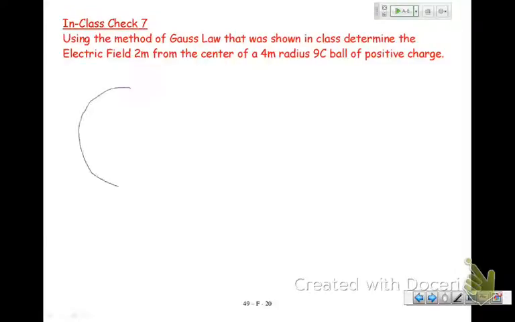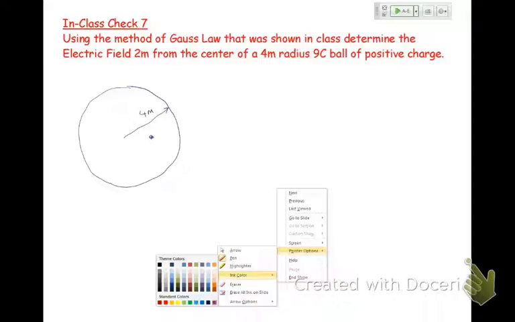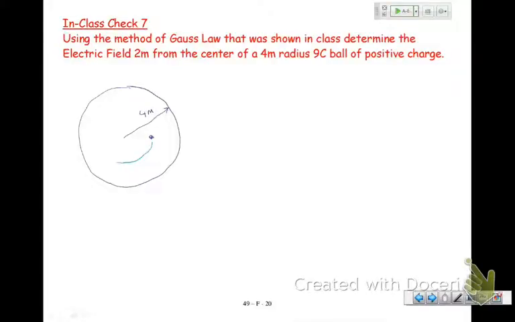So I have a ball of charge, and that charge is 4 meters. And I have a point of interest, and that point of interest is 2 meters from the center. My point of interest is there. I want to find the electric field at this point inside the charge. So I'm going to change my pen color because I want to do a Gaussian surface. And again, I'm going to pick a Gaussian surface which is spherical and centered on the charge for the same reasons I picked before.